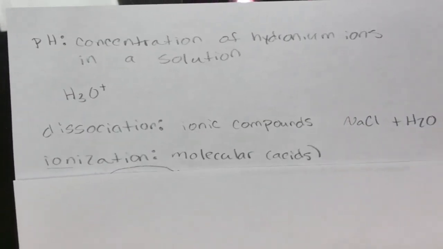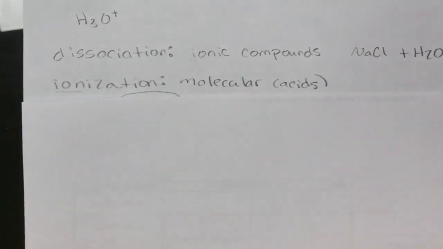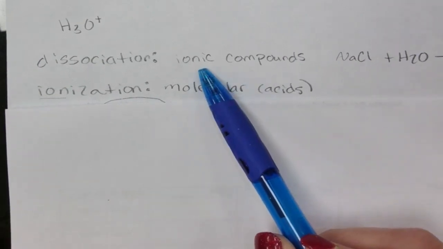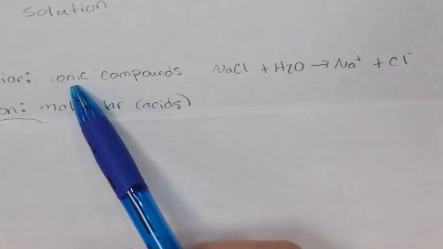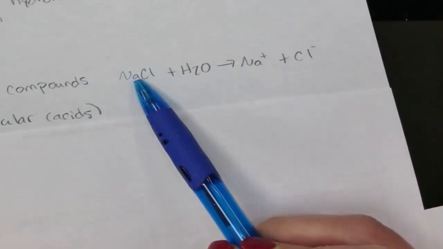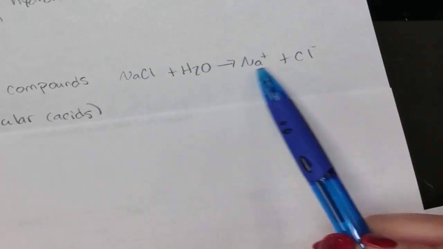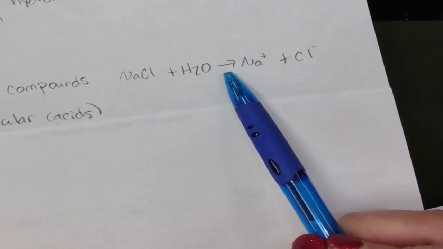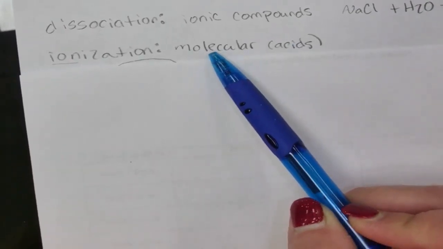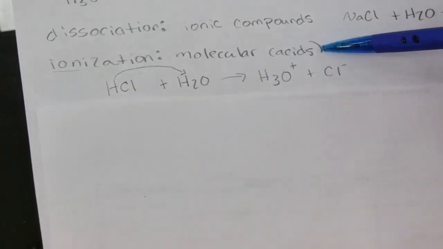We also saw the terms dissociation and ionization in a previous video. Let's go ahead and look at these as to what they actually mean. Dissociation is when an ionic compound creates ions when dissolved in water. So sodium chloride dissolved in water forms its two ions. That is what we mean by dissociation. Ionization is for molecular compounds, acids in particular.